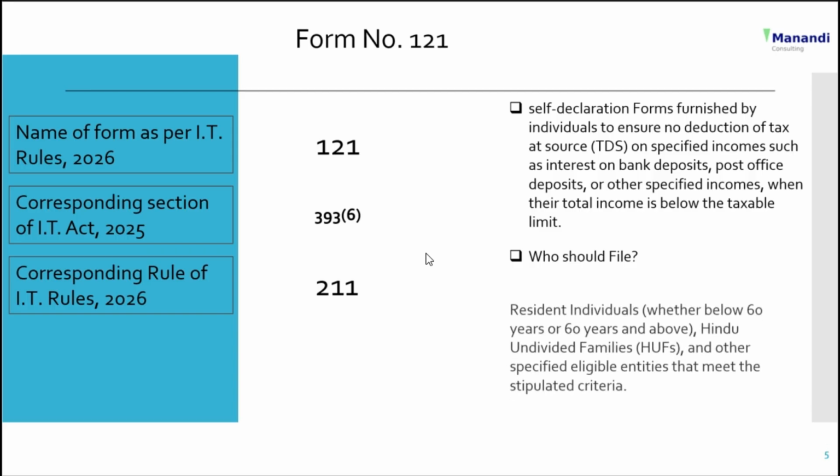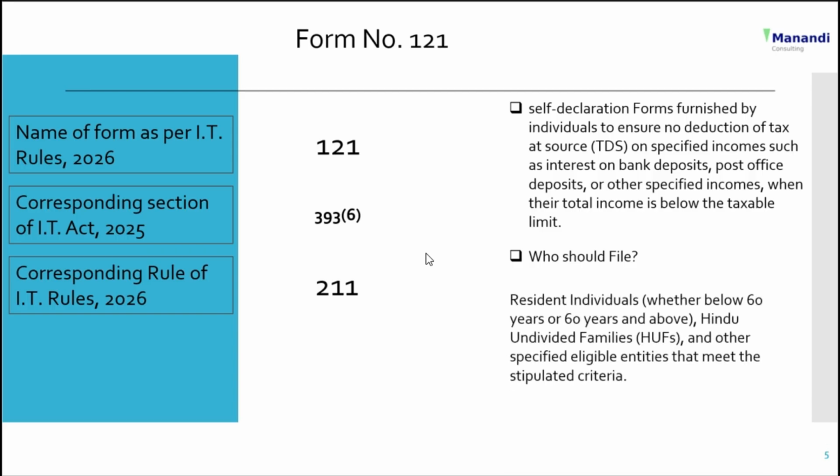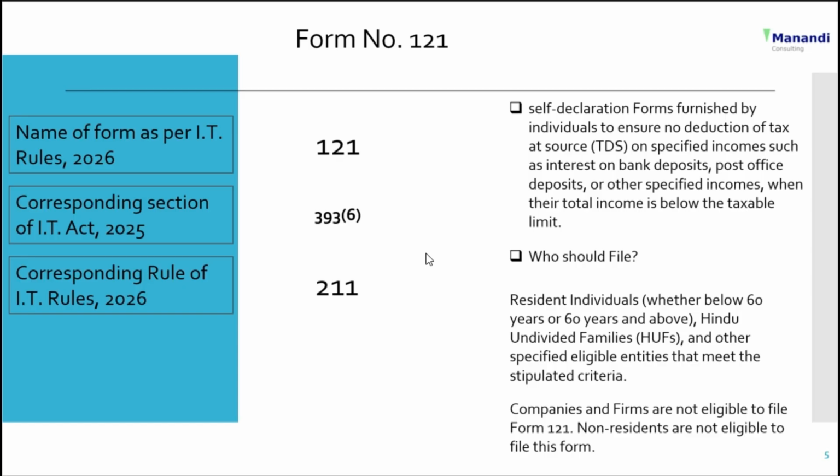Who should file? Resident individuals, whether below 60 years or 60 years and above, HUF and other specified eligible entities that meet the stipulated criteria. Companies and firms are not eligible to file the form 121. Non-residents are not eligible to file this form as well.